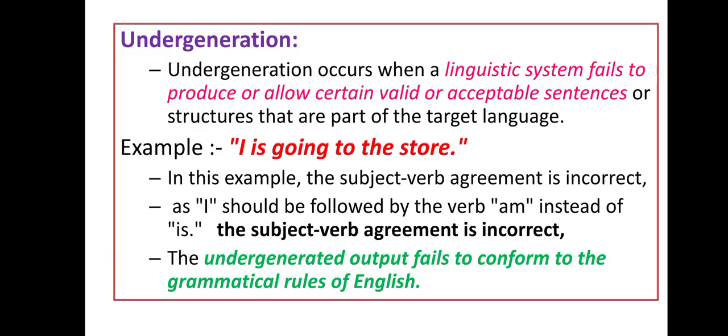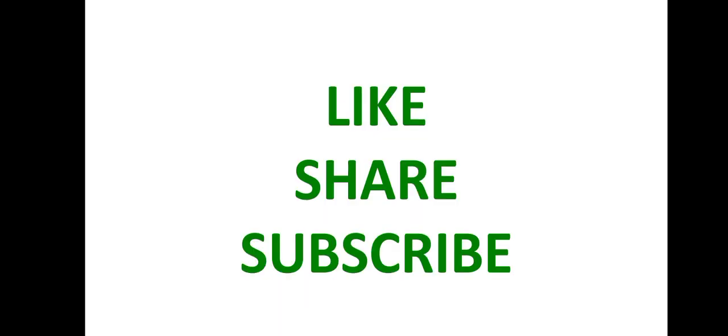And there is another situation, that is under-generation, which occurs when the linguistic system fails to produce or allow certain valid or acceptable sentences or structures that are part of the target language. For example, "I is going to the store." Here grammatically "am" has to come, but "is" is used. As "I" should be followed by the verb "am" instead of "is", this subject-verb agreement is incorrect. This is the kind of problem that we are going to see in under-generation grammar. These are the things that are available for phrase structure grammar as per the syllabus.